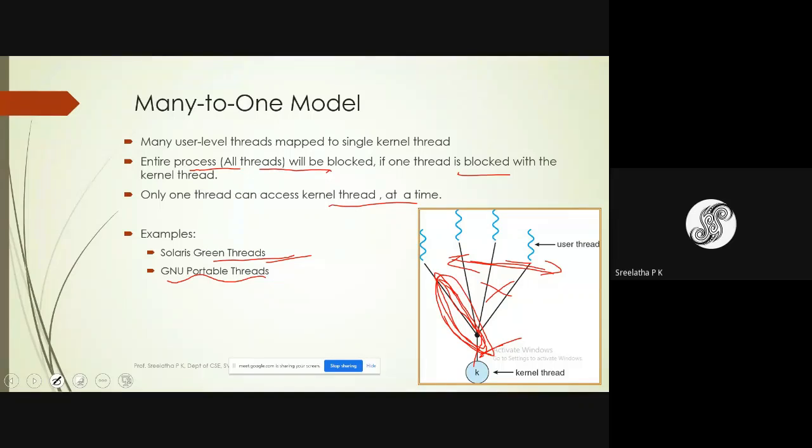Okay, so what is the disadvantage? If a single thread gets blocked, say it gets into an infinite loop here, then until it is unblocked, the other threads cannot execute further.